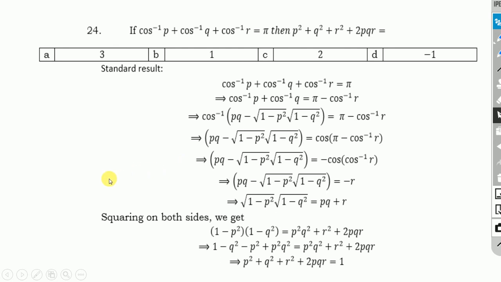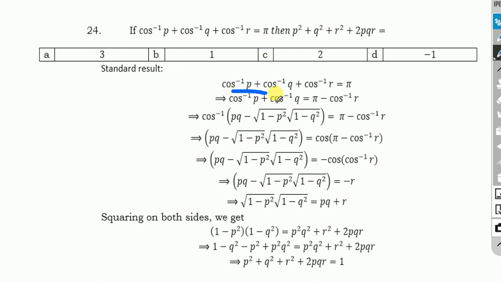So this is a standard result. If cos inverse P plus cos inverse Q plus cos inverse R is equal to pi, then P square plus Q square plus R square plus 2PQR is equal to? So actually we have to remember this. Answer is 1. This is a standard result, and it's better to remember this. Anyhow I explain the proof for this.